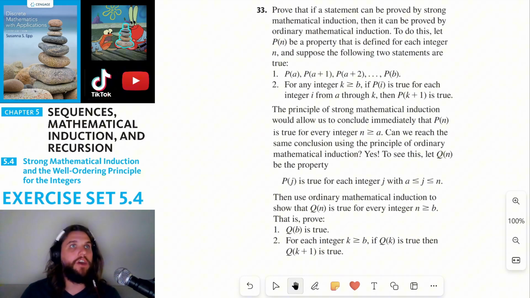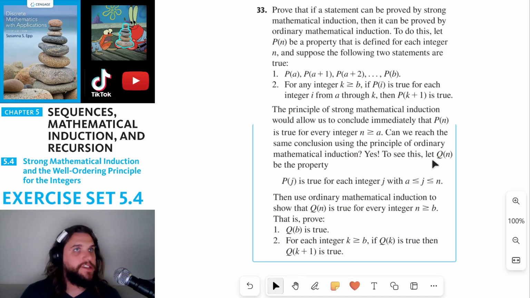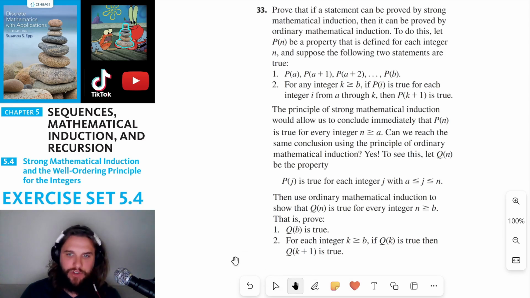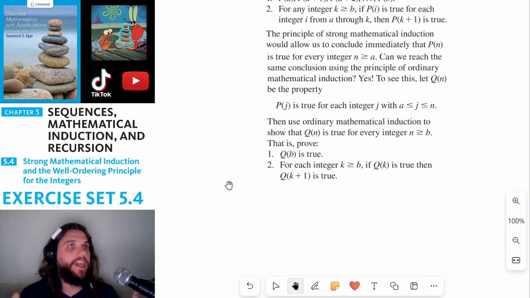Can we reach the same conclusion using the principle of ordinary mathematical induction? The answer is yes. To see this, let Q of n be the property that P of j is true for each integer j with a less than or equal to j, which is less than or equal to n. Then use ordinary mathematical induction to show that Q of n is true for every integer n greater than or equal to b, which is that we need to prove the base case, and we need to prove that for each integer k greater than or equal to b, if Q of k is true, then Q of k plus 1 is true. This seems very counterintuitive.